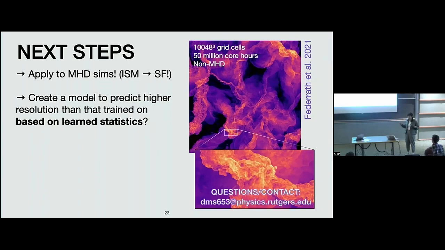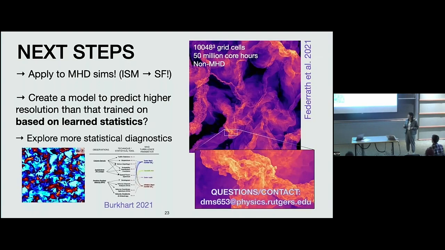and maybe even create a model to predict an image that is of a higher resolution than that it was trained on, just based on the learned statistics of the turbulent flows that was shown. And also, we'd like to investigate potentially more statistical diagnostics and how they work on these machine learned simulations, such as those highlighted in Burkhardt 2021.